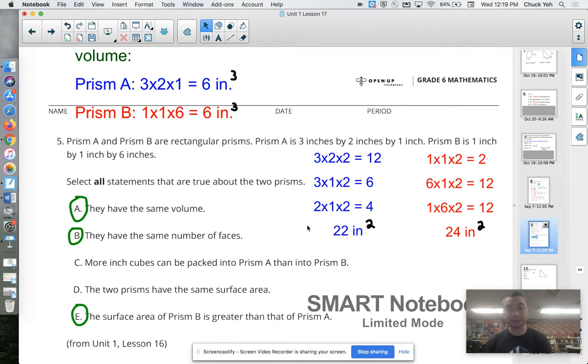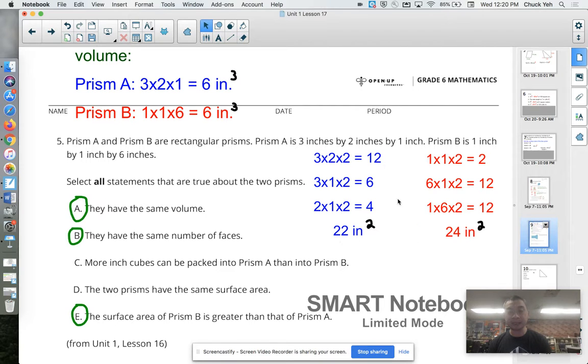And then number 5. I showed my work here. The volume is 6 inches cubed for prism A, and for prism B it's 6 inches cubed, same thing. And then for the surface area, prism B is a little bit bigger. So these are the three correct statements, and then C and D are incorrect. More inch cubes can be packed into prism A? No, they're both the same. And the two prisms have the same surface area? No, they don't.